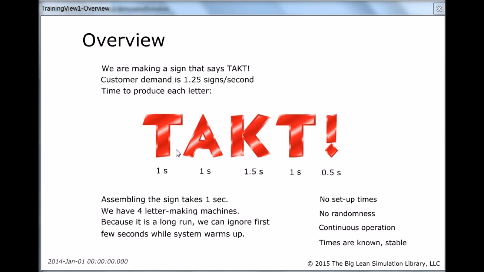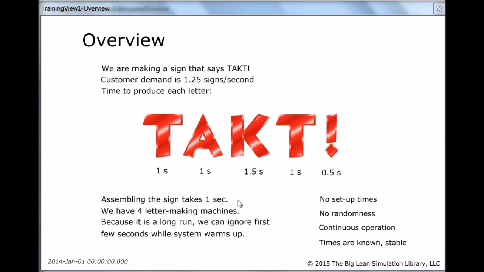The time to produce each letter is: a T takes 1 second, an A takes 1, a K takes 1.5, another T takes 1, and the exclamation mark takes half a second because it's the simplest. Assembling the completed letters into the sign takes 1 second, and we have 4 letter making machines that each produce letters.